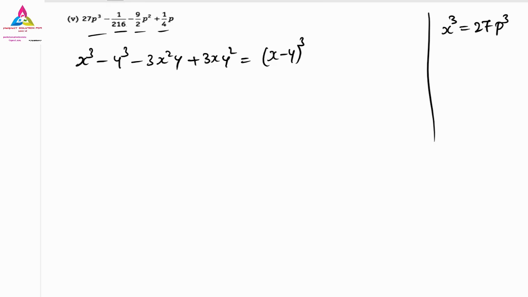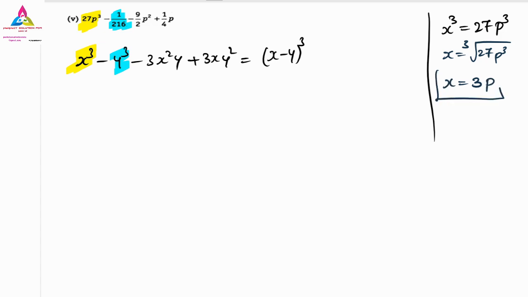X cube position is nothing but 27p cube. If you check here, the x cube value is 27p cube. Similarly, the y cube value is 1 divided by 216. That's all we have to understand. So what will the x value be? Cube root of 27p cube. Cube root of 27 is 3, and cube root of p cube is p. So the x value is 3p.